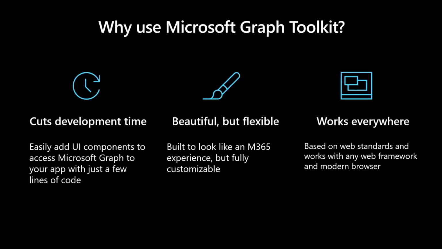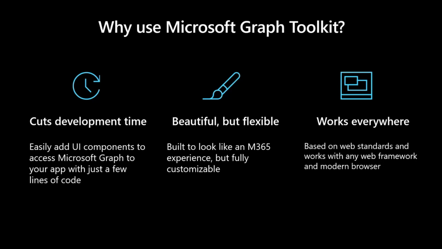You would be using the Graph Toolkit to cut dev time, because that way you don't have to rebuild all of these components again and again. How many times have you built a person component connected to Graph, bringing in the picture and the presence of that user? How many Graph calls does that represent? Well, in the case of the Graph Toolkit, it represents 0 calls for you, because we handle all of them.